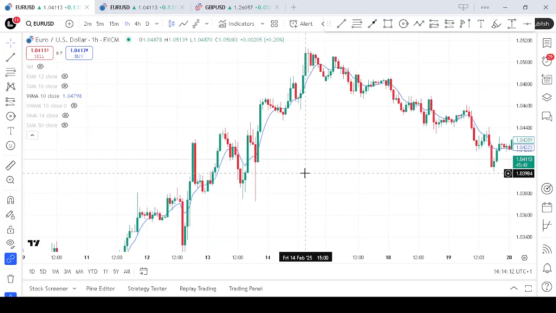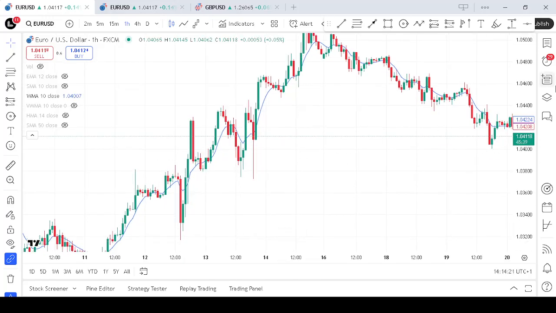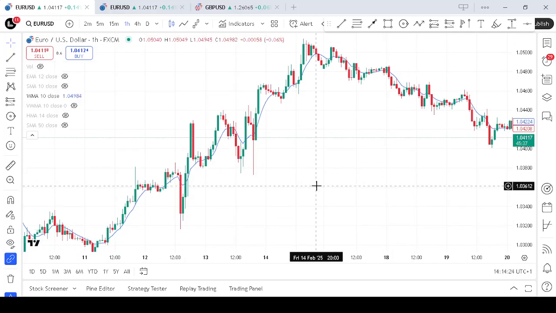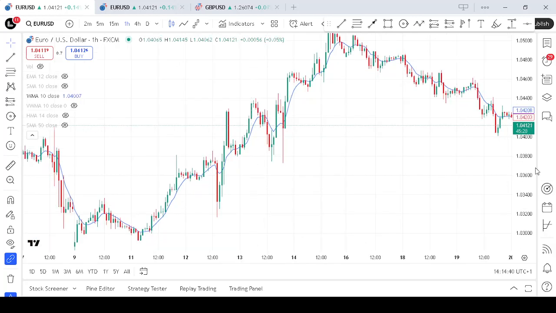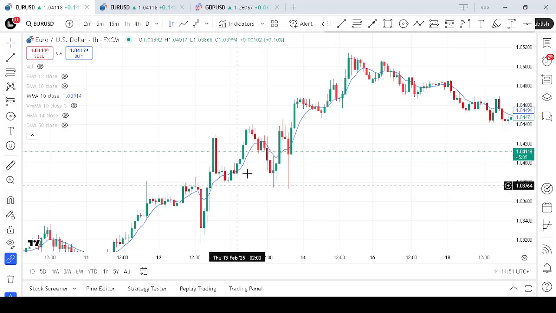To calculate the WMA, you multiply each price by a predetermined weight based on its position in the series. Then you sum these weighted prices and divide them by the total of the weights. This method allows you to emphasize recent price movement while still considering historical data. Now this chart has the 10 period WMA, that's the 10 period weighted moving average. You can see how the WMA reacts to price changes on the chart.